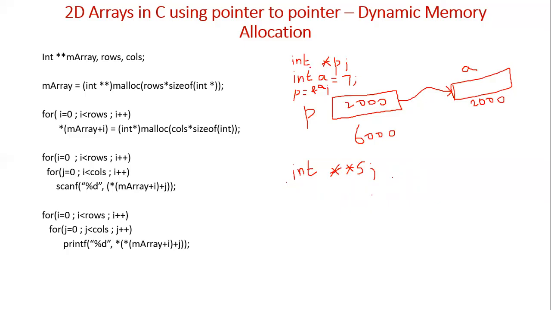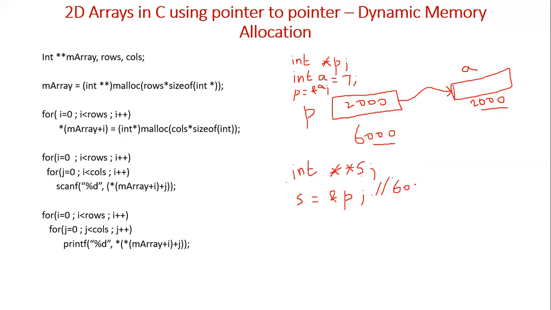Here p can point to an integer. That is, p can hold the address of an integer, whereas s can hold the address of an integer pointer. So s cannot hold a's address, but s can hold the address of an integer pointer. That is, p is an integer pointer, so s can hold p's address. So now you can write that s is equal to address of p. What is address of p? Address of p is nothing but 6000.